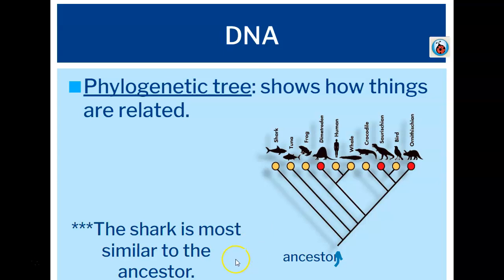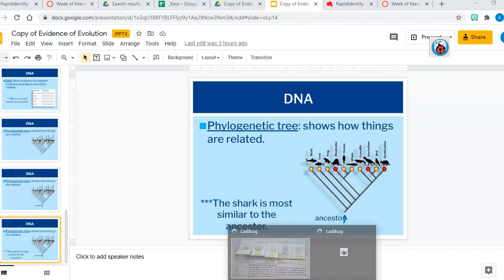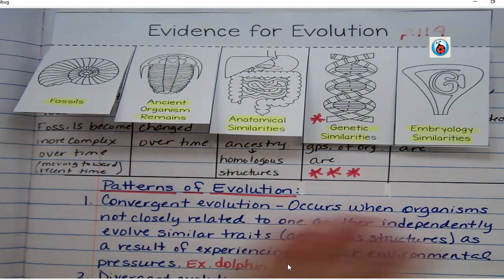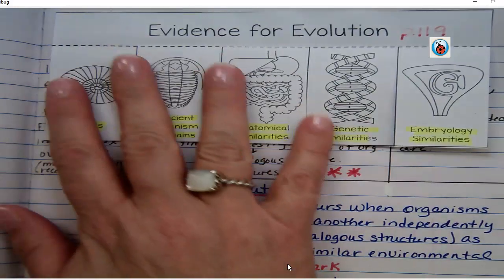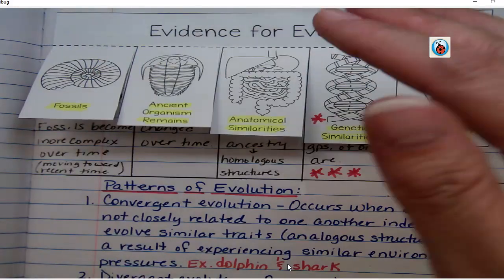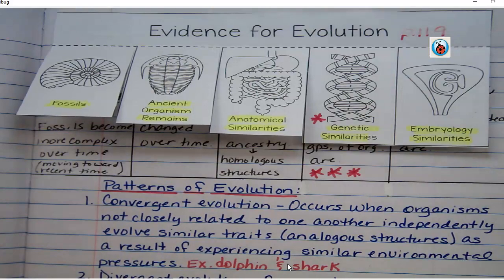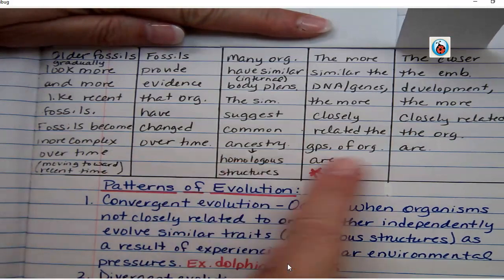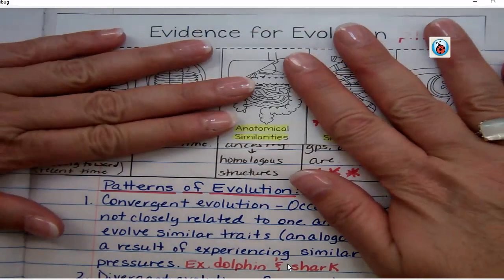Okay, now I would like to switch to my document camera to go over the evidence of evolution foldable. So remember, this is page 119 in your notebook, or packet page 109. And we've already written our patterns of evolution at the bottom, and so we have our foldable at the top. It would be a good idea to stop the video and go draw some lines, so you'll have little boxes underneath, and you can also cut your flaps.